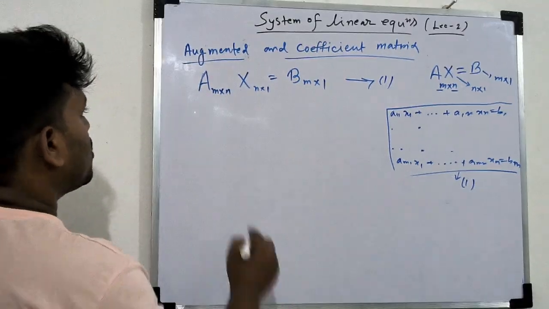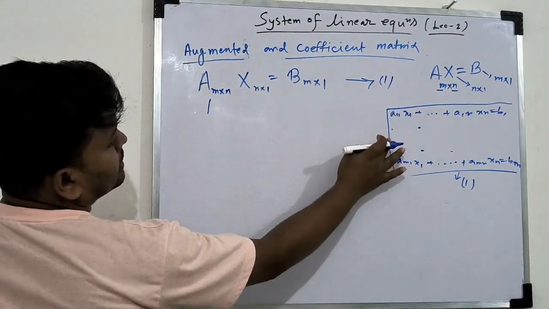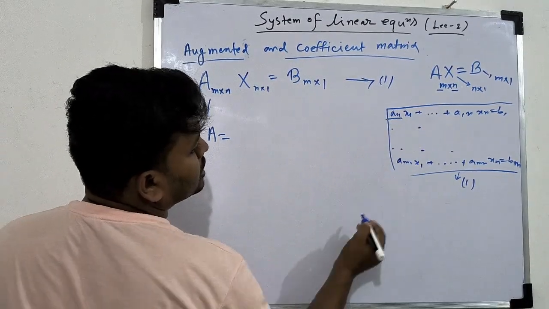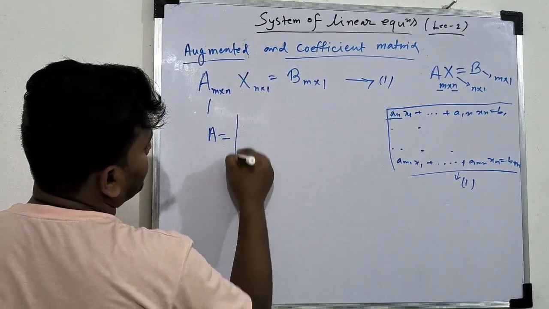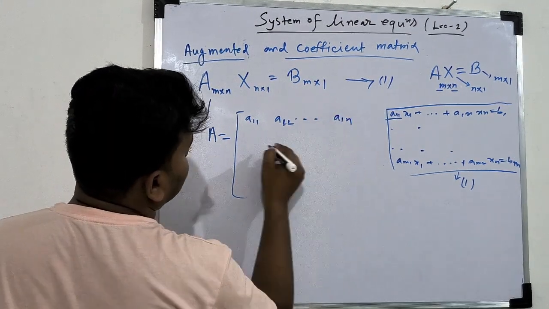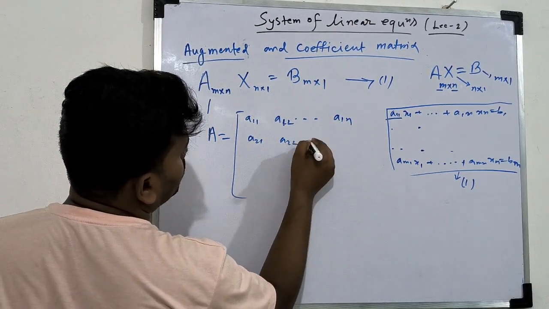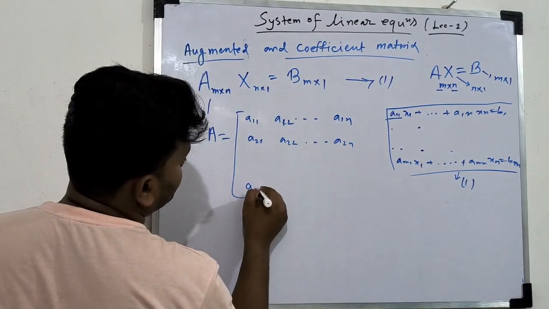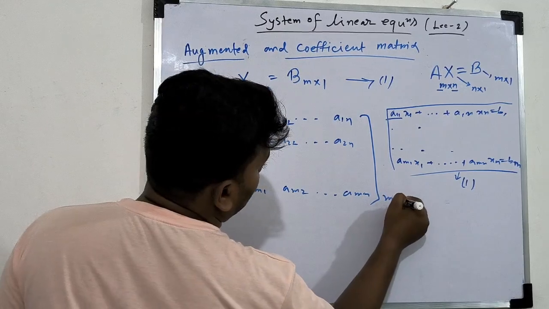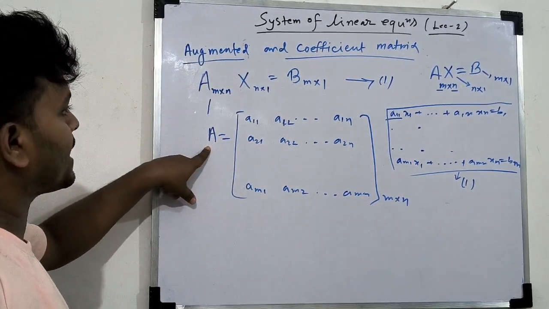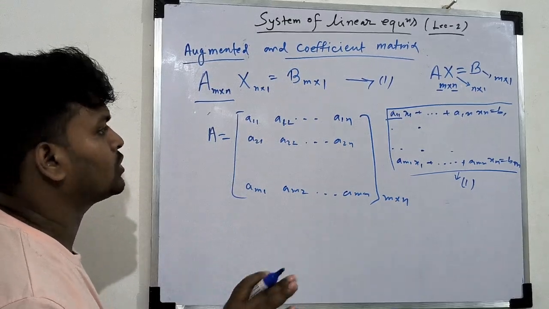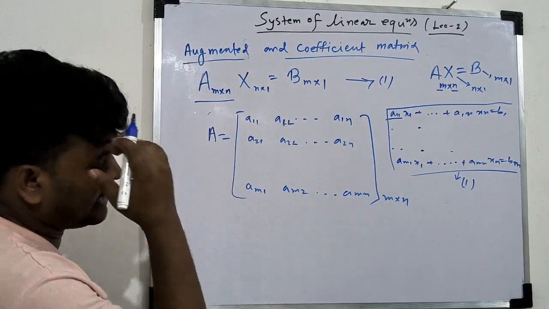For this system, A is the coefficient matrix, that is, the coefficients of the unknowns. This matrix looks like a11, a12, a1n, then a21, a22, a2n, and the mth row will be am1, am2, amn. So this is m cross n. This is called the coefficient matrix of the system Ax = B, where the system has n unknowns and m linear equations.